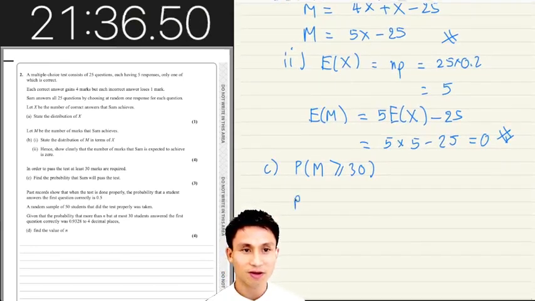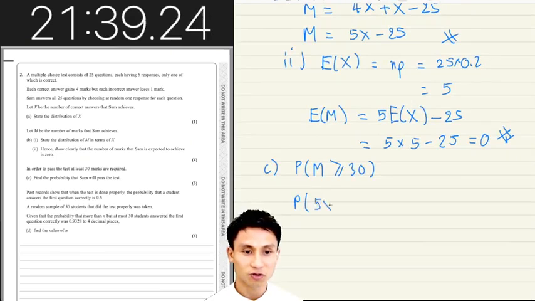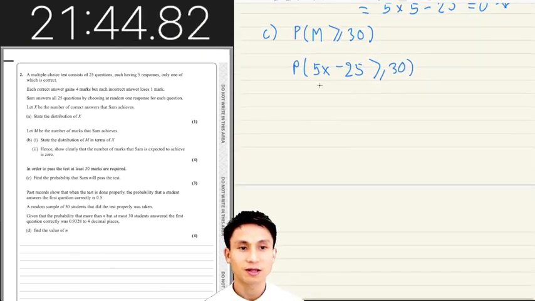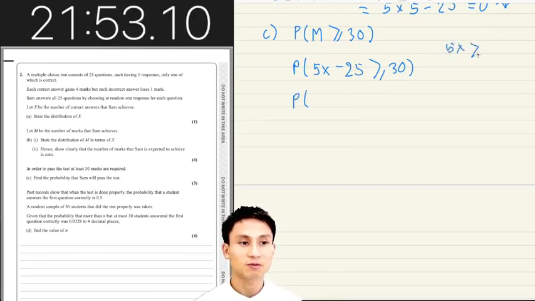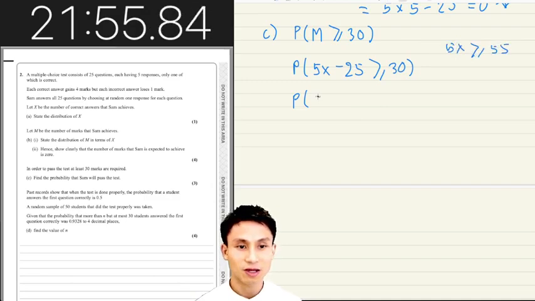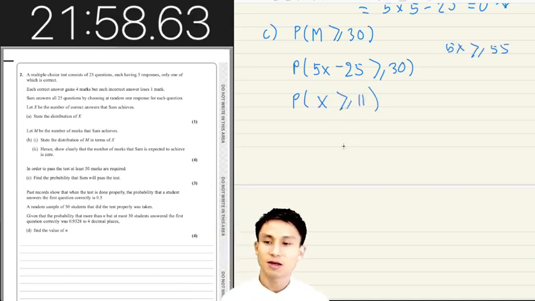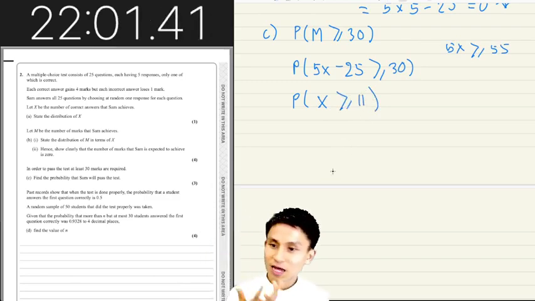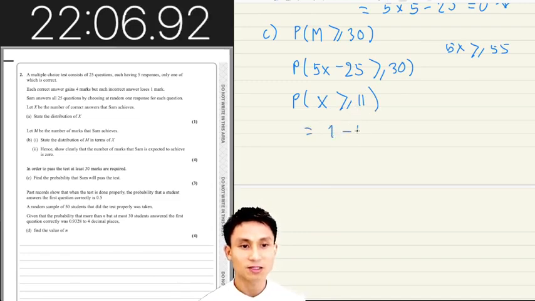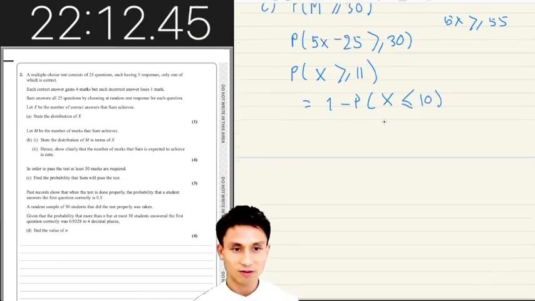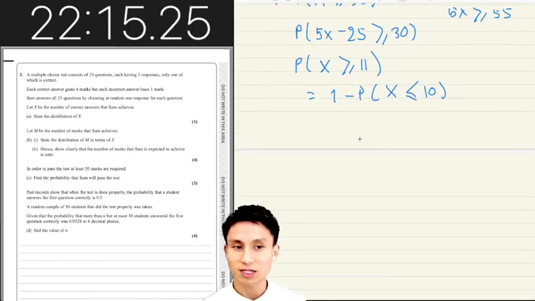Because m is 5x minus 25, I'm just going to put everything in there. Rearranging that, we move 25 to the other side and get 55, so 5x is greater than or equal to 55, so x is greater than or equal to 11. We just find the probability of the binomial x being greater than or equal to 11, and that is simply 1 minus P of x less than or equal to 10. Because it is discrete, you have to differ by 1 when you do the opposite sign.